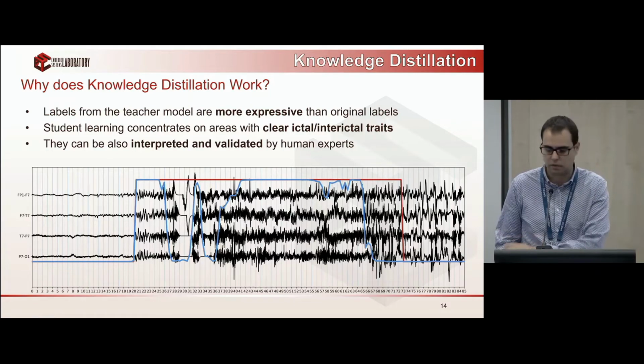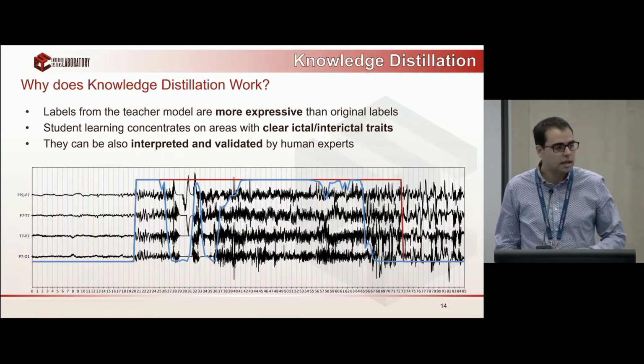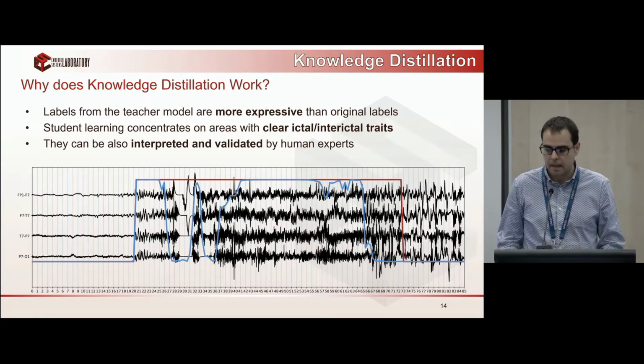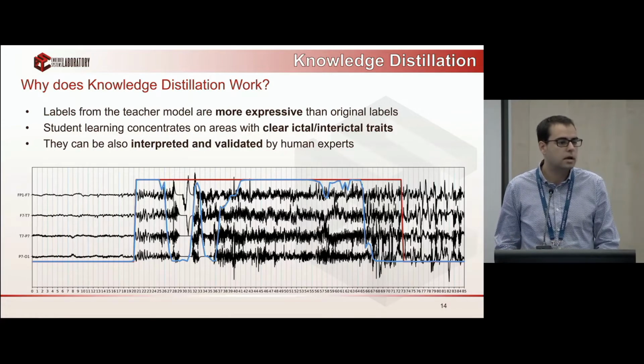This is not important for a seizure. So this allows the student to concentrate on areas with clear ictal or interictal patterns. And it is very interesting that these soft labels can be interpreted and validated by humans. And we cannot ask the doctors to do this kind of labeling.